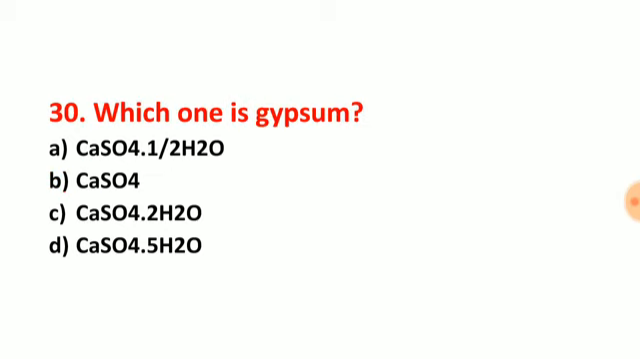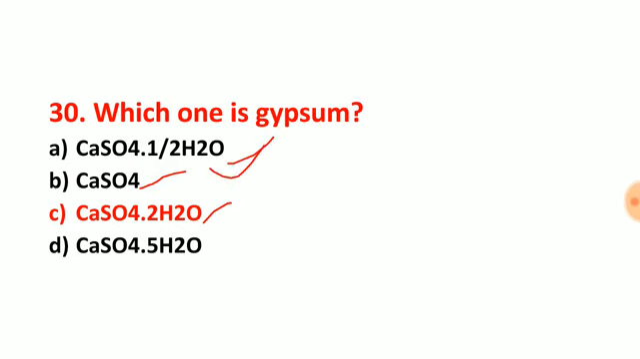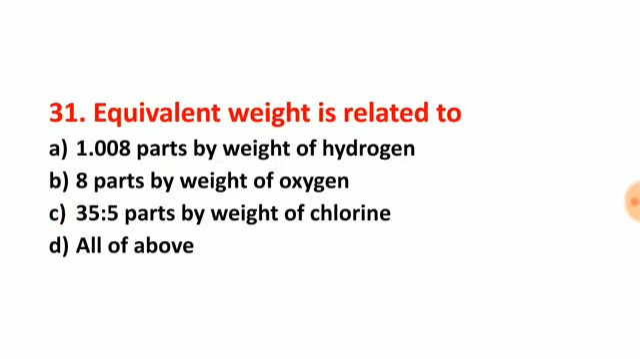Which one is gypsum? CaSO4.2H2O is known as gypsum. This CaSO4.2H2O is gypsum. This is dead burnt plaster. This is plaster of Paris. They are all compounds of CaSO4.